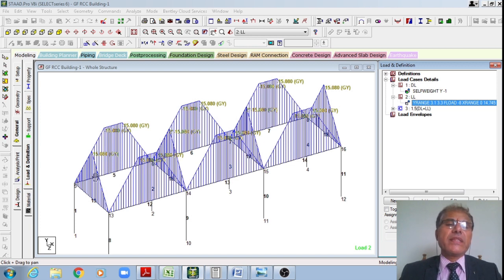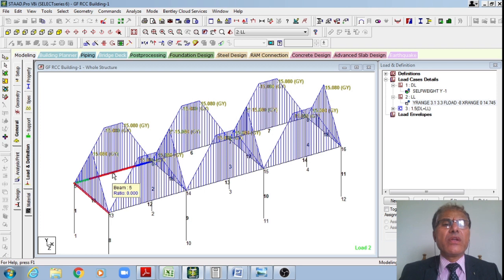Therefore if I take that, now you can see that on this end beam, number 15, triangular load is varying from 0 to 15.008, whereas on this beam 15 it is varying from 0 to 15.088 kilonewton, right? Whereas on this beam 5 it is varying from 0 to 15.08, and then it is constant, right?